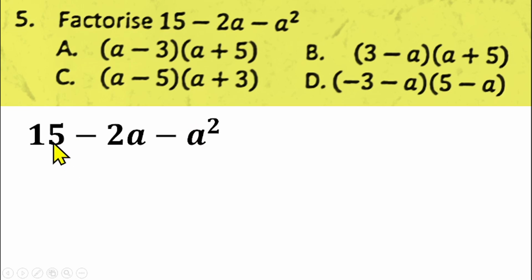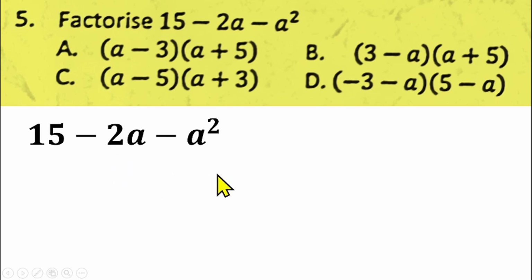So the first thing to do is to multiply this constant by the coefficient of a squared. The coefficient of a squared is minus 1. It will multiply 15. That gives us minus 15. Then you now look for 2 factors of minus 15 that when you multiply together, it will give us minus 15, and when you add them together, it will give us minus 2.